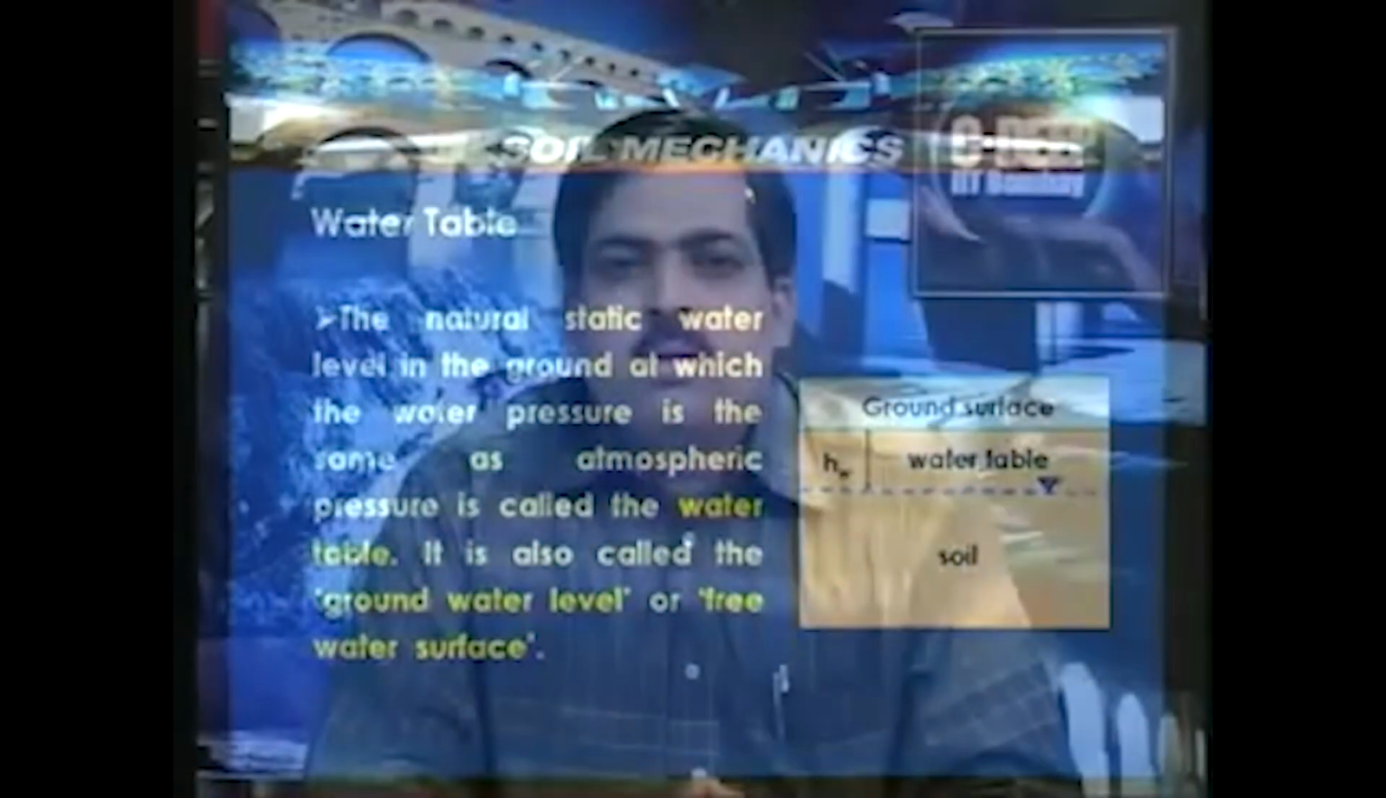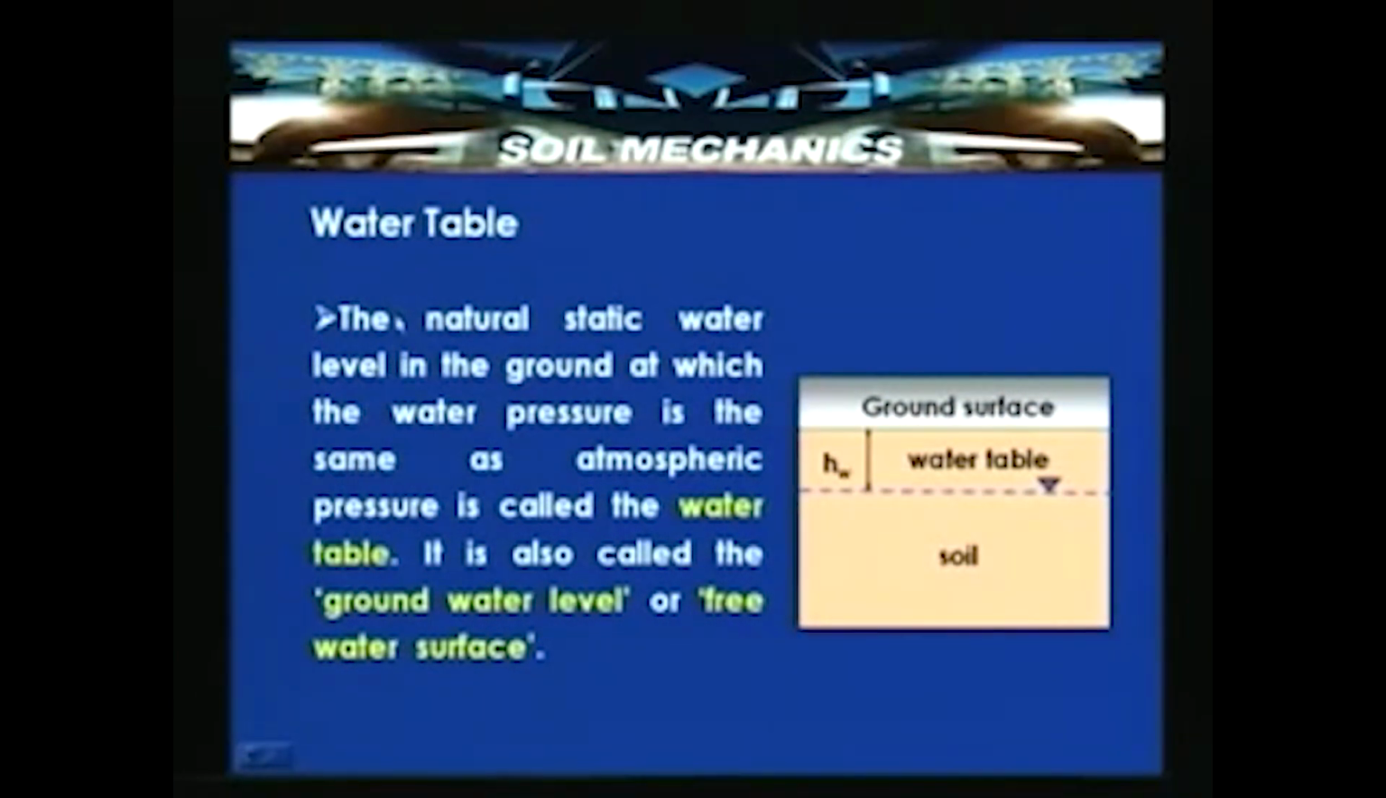Now, before introducing the concept of effective stress, let us define a water table or a groundwater table, which we refer to in geotechnical engineering. The water table is defined like this: the natural static water level in the ground at which the water pressure is the same as atmospheric pressure is called the water table. It is also called the groundwater table or free water surface or phreatic water surface.